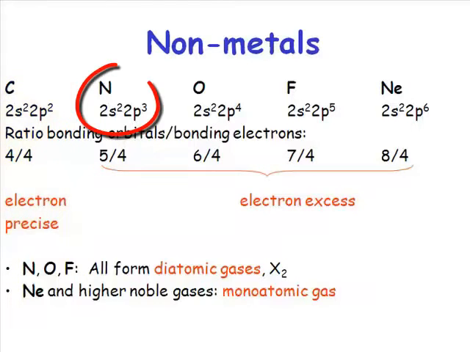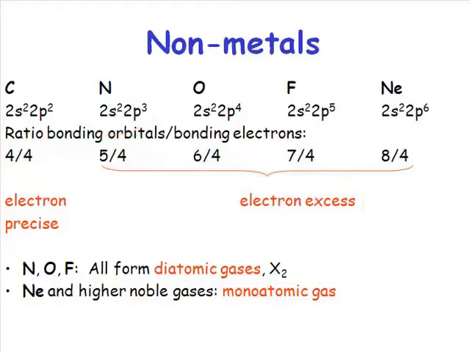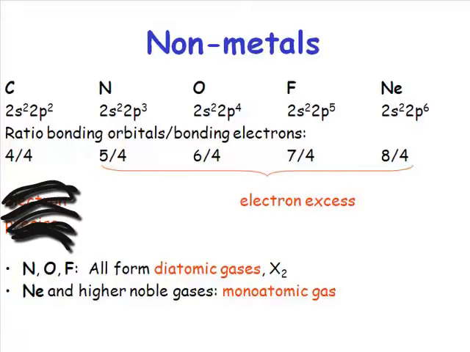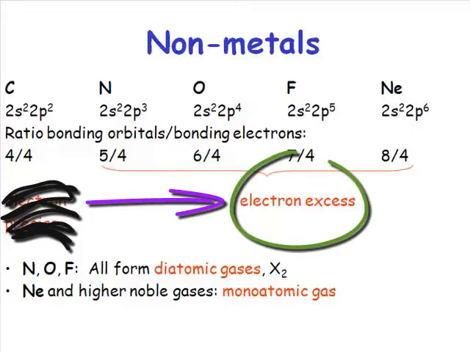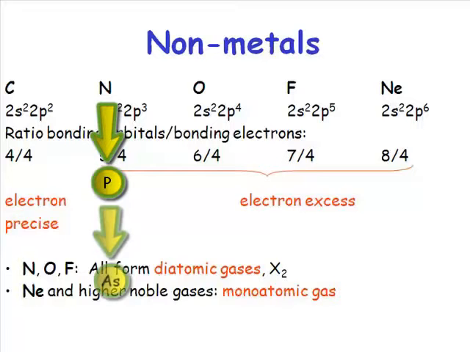By the time you get to nitrogen in group 15, you've now only got 4 orbitals, but you've got 5 electrons. And that has significant consequences. We're forming compounds that are no longer electron-precise. They have an excess of electrons. And there are 2 main consequences of this chemistry. We move from nitrogen down to phosphorus and arsenic.